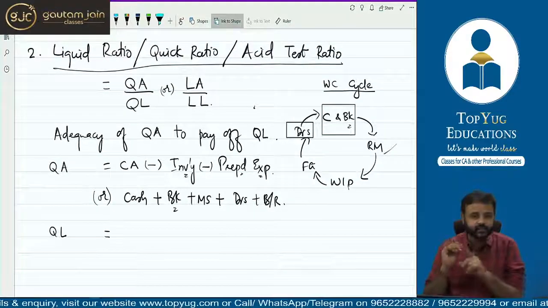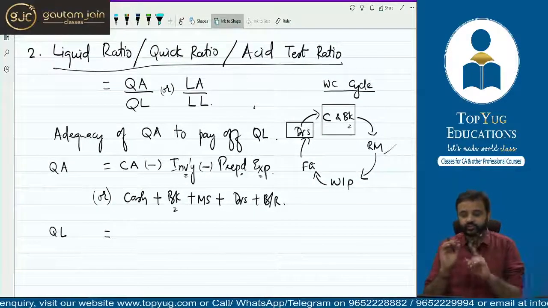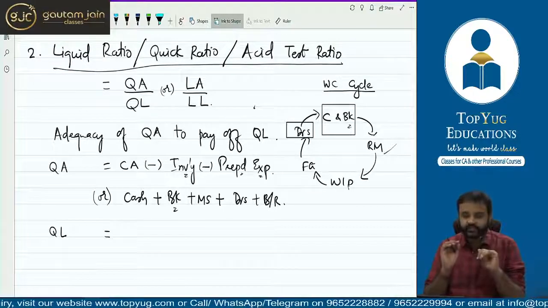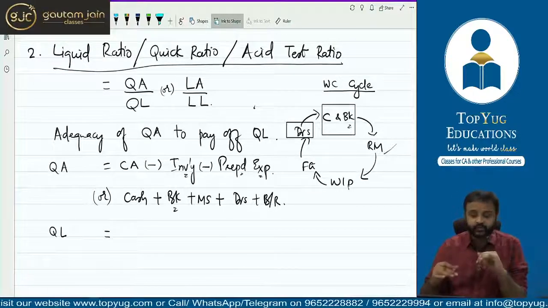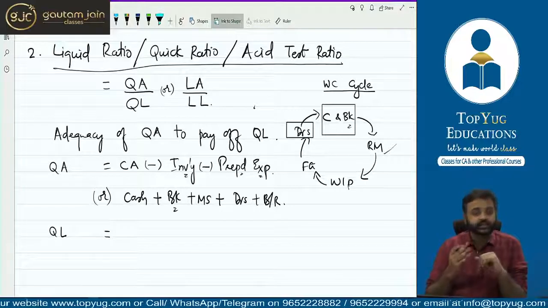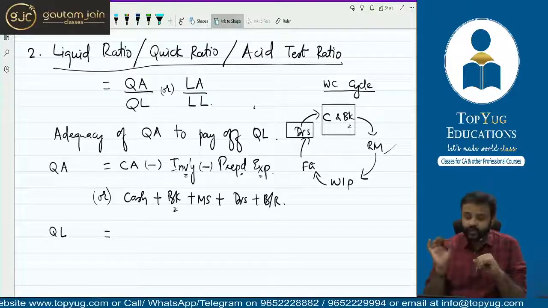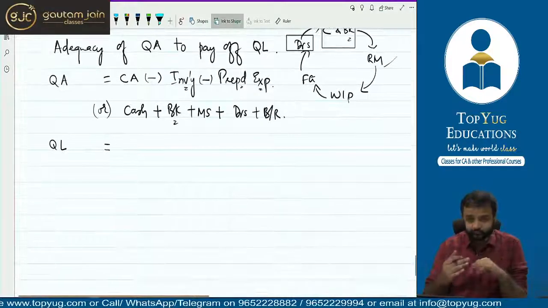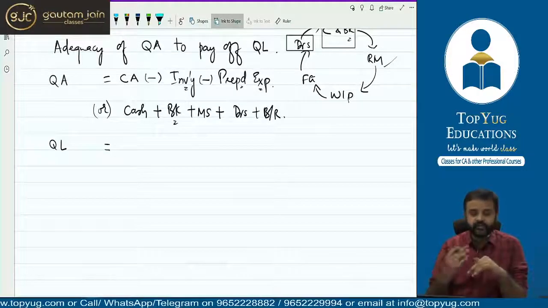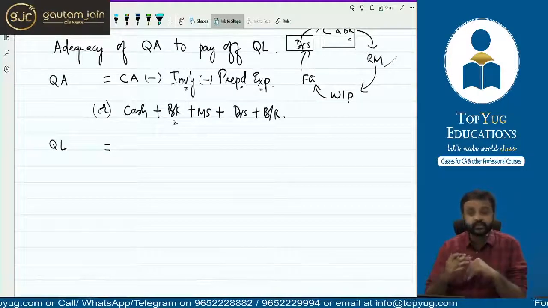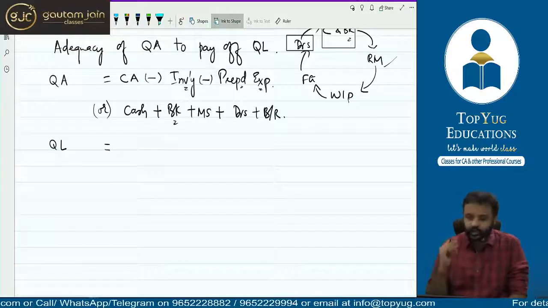We have discussed the other names for quick ratio: liquid ratio, acid test ratio. Secondly, we have discussed the formula, and we have talked about the meaning as well. This is the adequacy of quick assets to pay off quick liabilities. Now we are looking into those two variables, because in the formula we take quick assets and quick liabilities. So obviously we should know those variables, and that's what we are talking about.